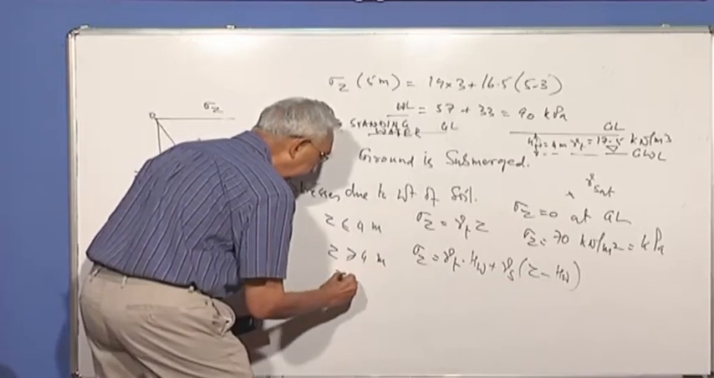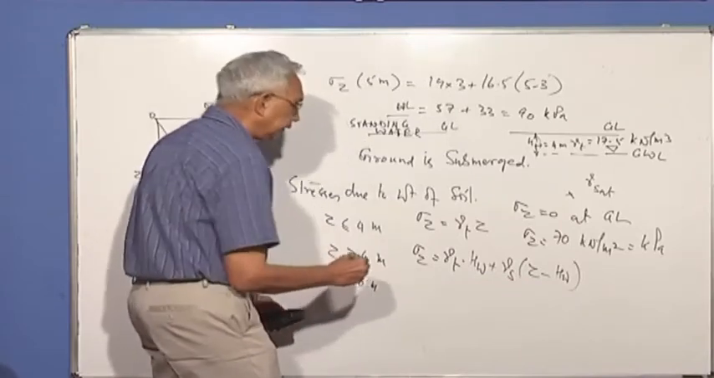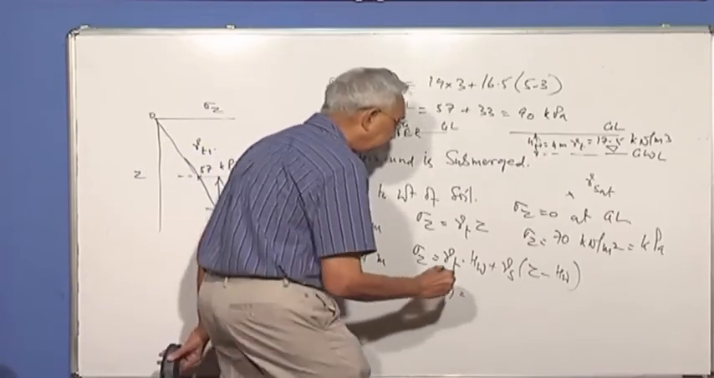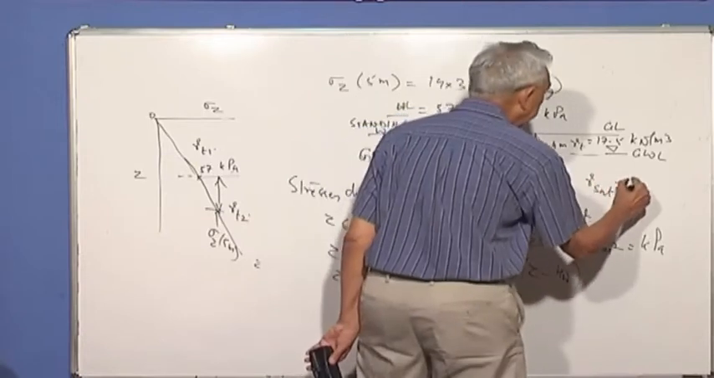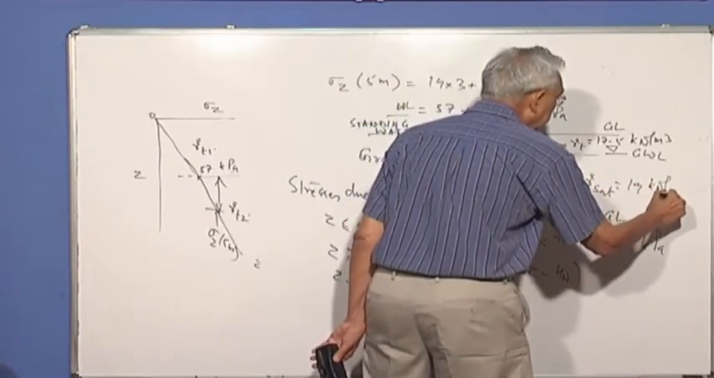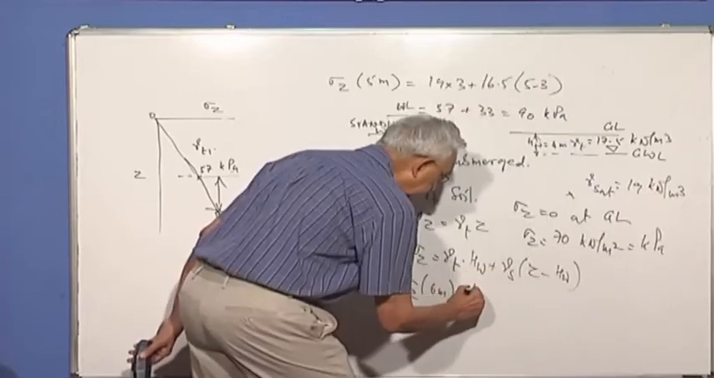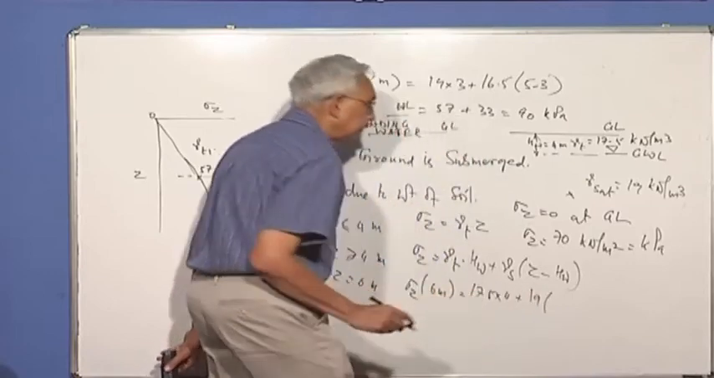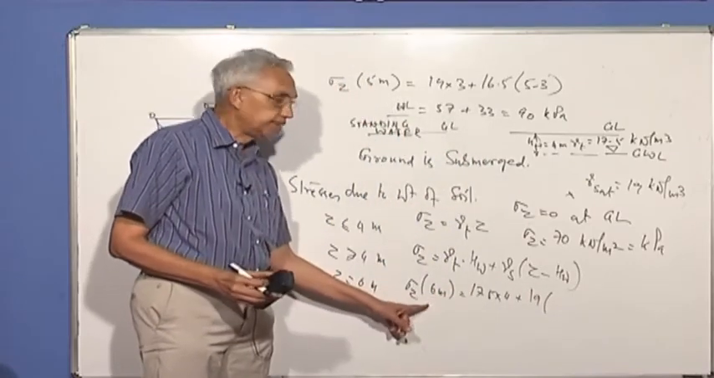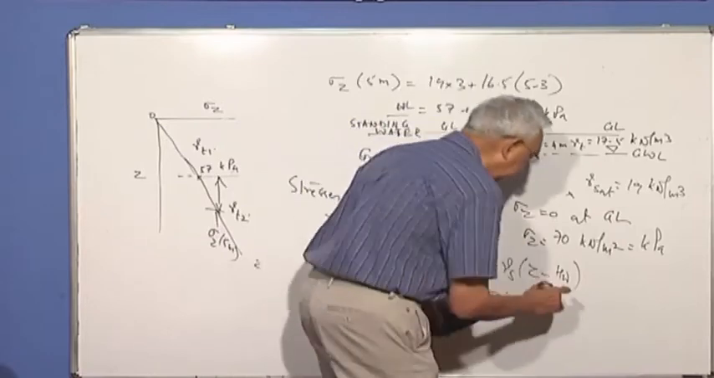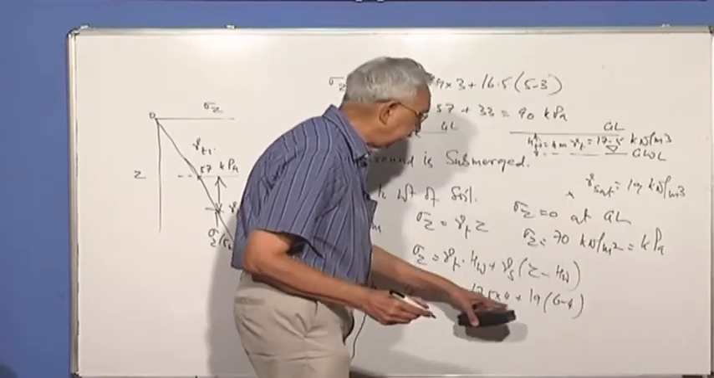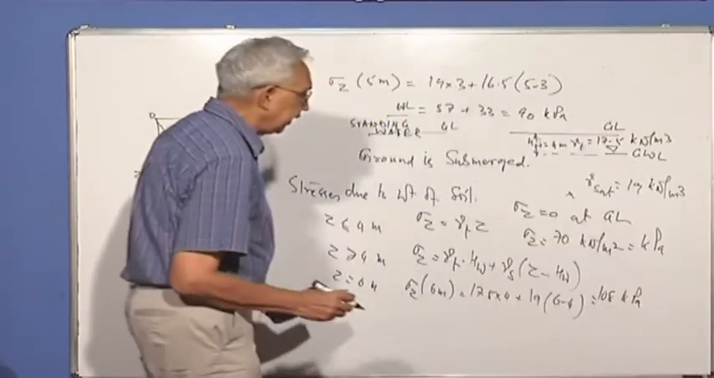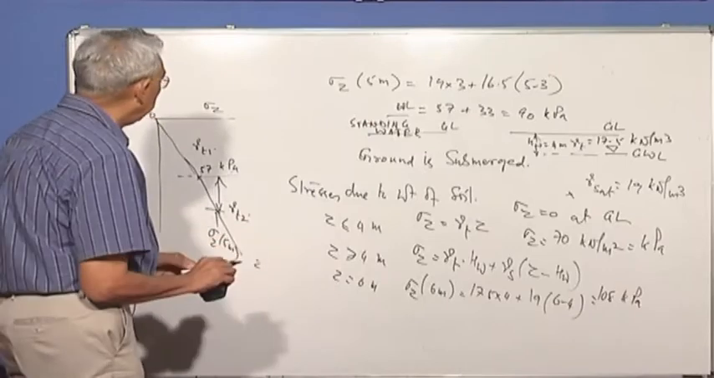Suppose I want Z is equal to 6 meters. Then sigma Z at 6 meters is equal to 17.5 into 4, plus gamma saturated, which I didn't give you, it's 19 kilonewtons per meter cube. What is the depth? We said 6 meters. What is HW in this case? 4 meters. So this becomes 70 plus 38, which becomes 108. In this case, unit weight is higher below the water table.